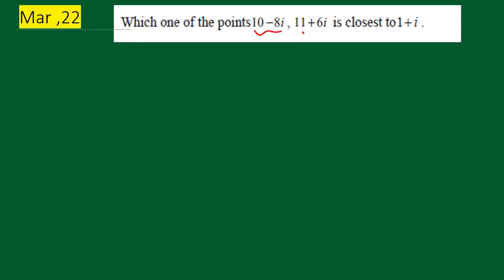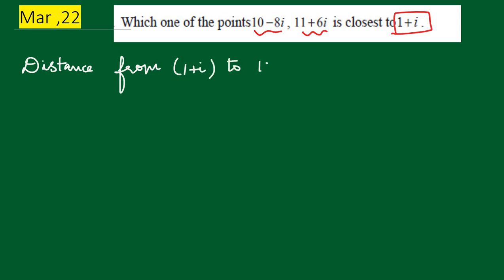Points is closest to the point 1 plus i. So for this we use the distance formula. The distance from the point 1 plus i to the first point 10 minus 8i is the modulus of, we know that the distance between the two given points z1 and z2 is given by the distance between z1 and z2.